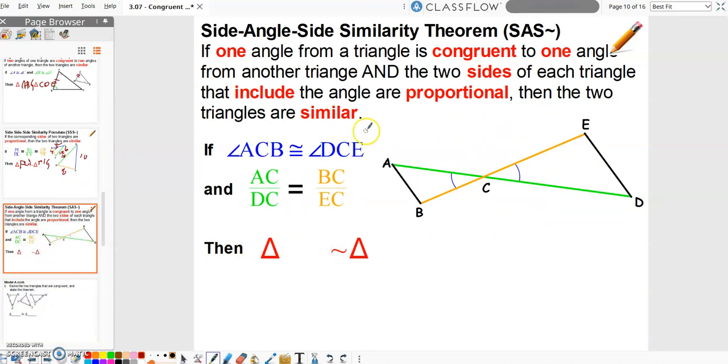One more, side, angle, side similarity. So if we have one angle from a triangle that is congruent to one angle, so congruent is the same size. So these two. And two sides of each triangle are proportional. So this is two sides are proportional and one angle is equal. Then we have two triangles that are similar. So we have ACB, or let's do ABC. So along the black line towards the orange. So A, B, C. So starting at the green point, going to orange. So B, D, E, C.